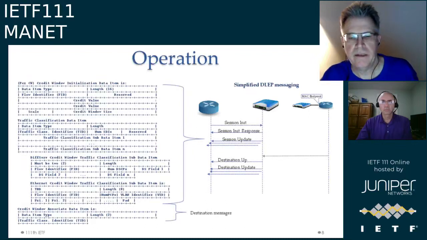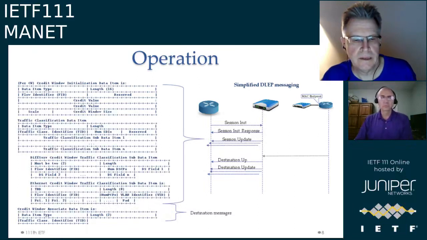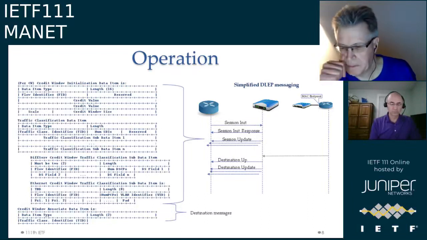All right, so the basic operation is that the credit windows and the traffic identification pieces are given in the session. The difference, you'll notice there's a term here, flow identifier and traffic class identifier. And the difference is one is about the treatment and really about queue management, and that's the flow identifier. And the other one is about traffic classification. And what I mean by classification is what fields in the header you use to map traffic to the particular queuing treatment. So really that's the difference between TID and FID. Hopefully that's clear. If it's not, come to the queue.